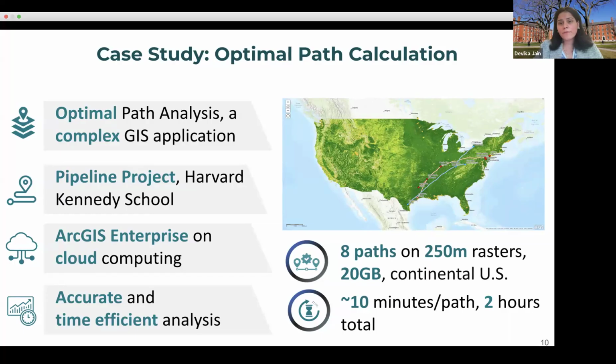For this, we used ArcGIS Enterprise, because ArcGIS Enterprise has a lot of routing tools built in which can be used. With ArcGIS Enterprise on cloud, we were able to scale the application to handle this fine resolution raster to do the optimal path calculation across the United States. If you are looking for this kind of work which needs optimal path calculation, then ArcGIS Enterprise or NERC could be a good tool for you to use.